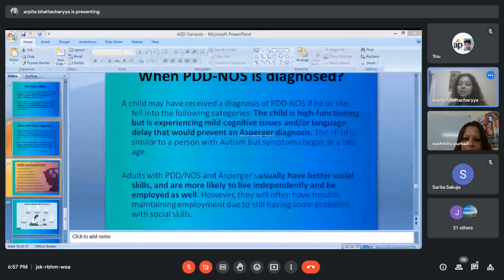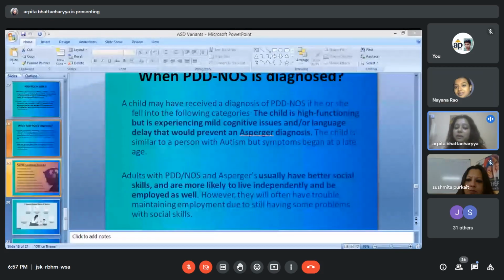Now, did you get it? That is why we cannot place this child in a particular zone and a particular condition, because the child is not meeting the diagnostic criteria. So, a high functioning child with no language delay but mild cognitive issues will be definitely placed under Asperger's. But high functioning, cognitive issues are there, but no language delay is there. So PDD-NOS, we cannot put into those conditions.